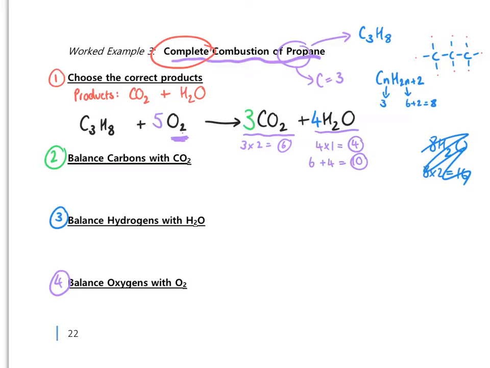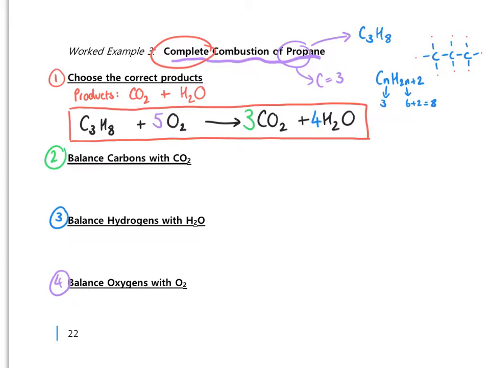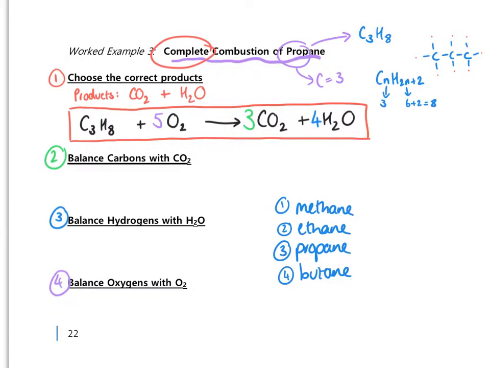So your final balanced symbol equation is C3H8 plus 5O2 reacting to give you 3CO2 plus 4H2O. And again, get a little bit of extra practice with that. So you've got 4 alkanes that you need to know: methane, ethane, propane and butane. Methane has 1 carbon, ethane has 2 carbons, propane has 3 carbons, butane has 4 carbons in the chain.